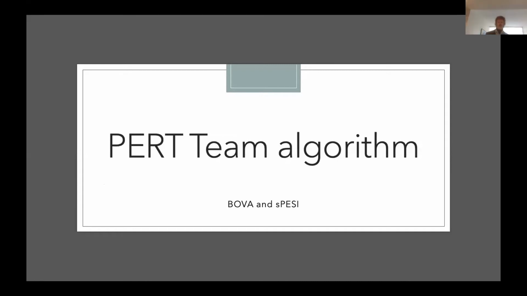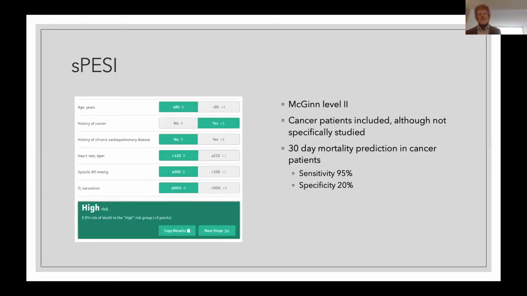Now, we've got the PERT Team algorithm, which has been rolled out. And one of the first things that we do is look at their SPESI score. The SPESI is a McGinn level 2, meaning that it's been broadly prospectively validated in a number of different clinical settings, in multiple different countries with different disease prevalences and disease severity. As mentioned, cancer patients are always included in these PE studies. They generally make up about 15% of the patient population. And there was a post hoc systematic review that looked at all of these different risk stratification tools. They found that specifically in cancer patients, it had basically a sensitivity and specificity almost exactly the same as the POMC score.